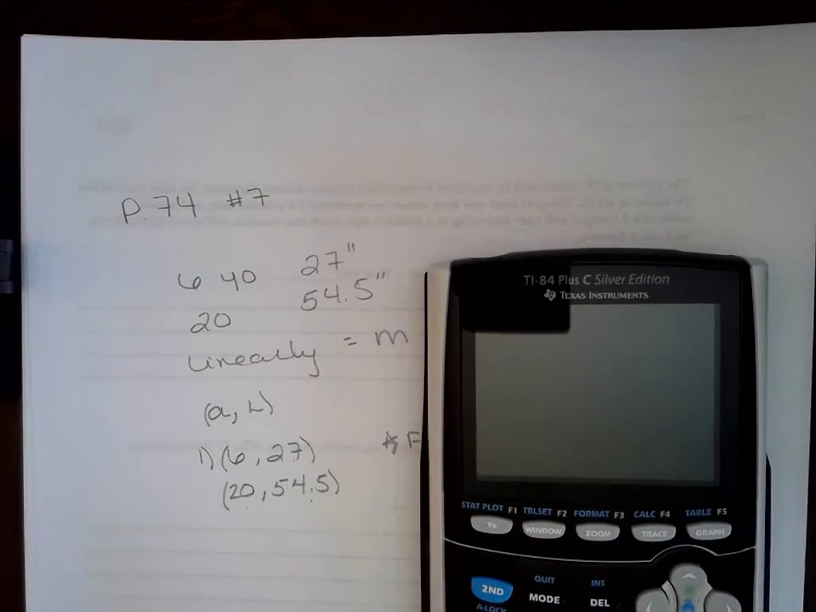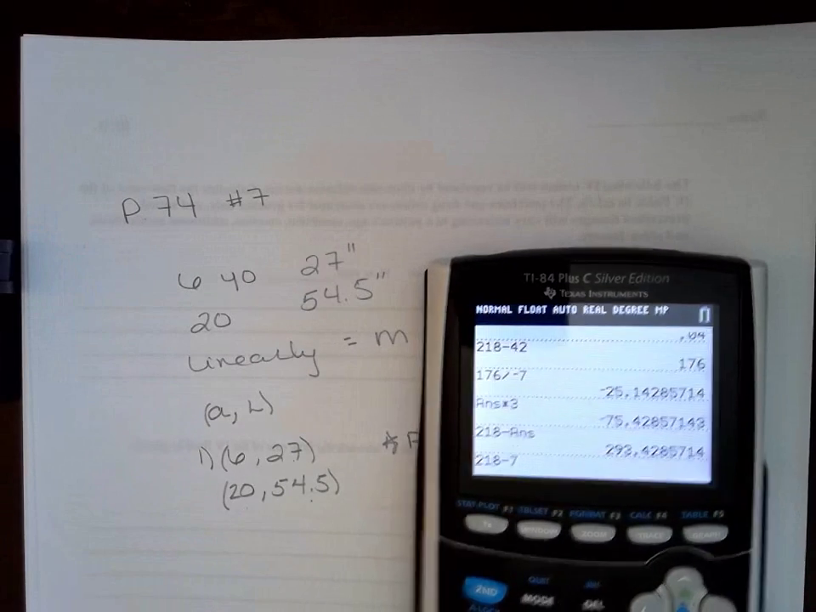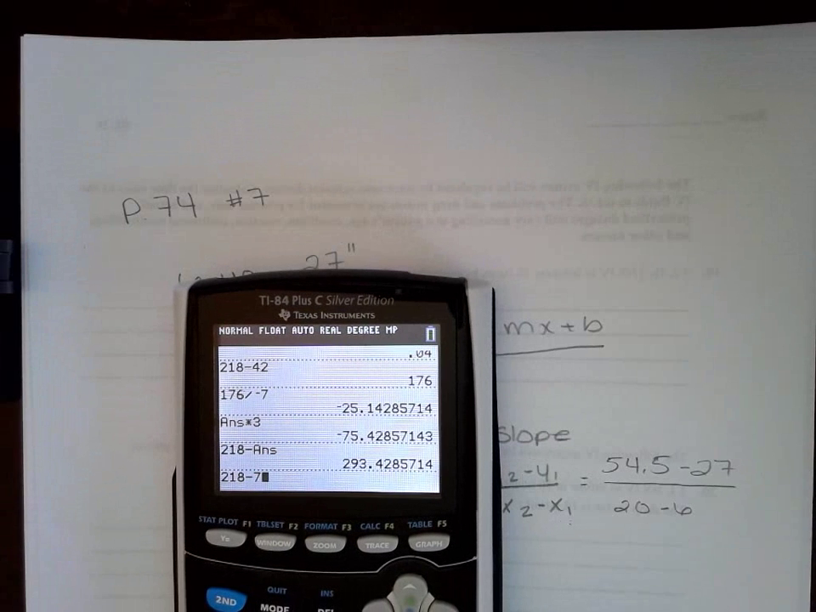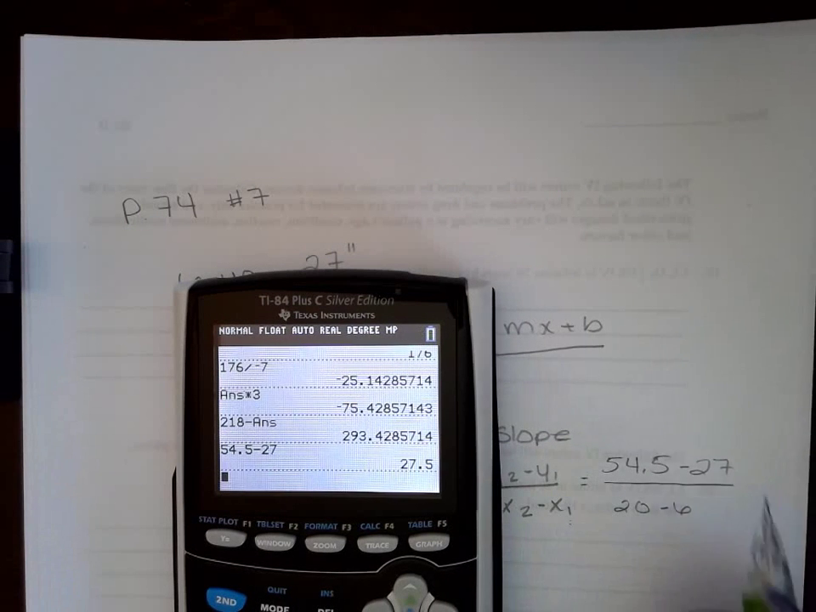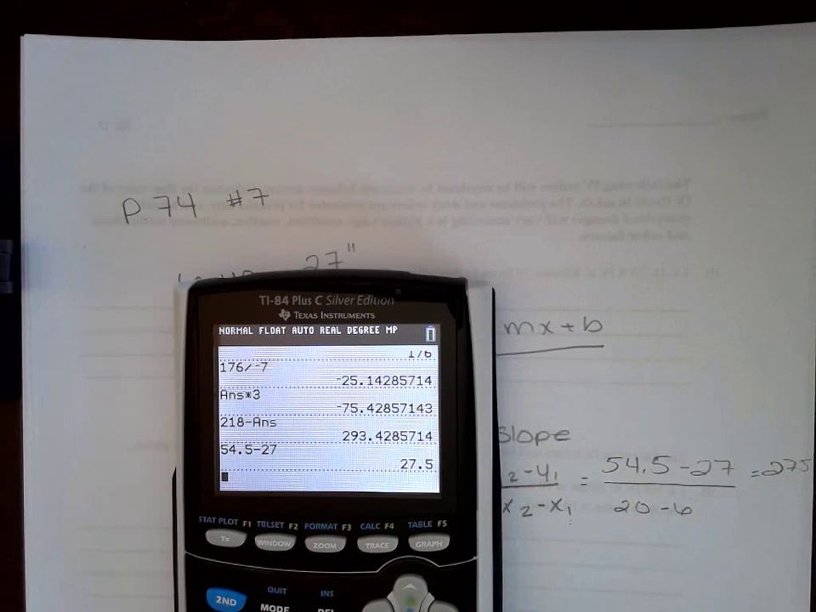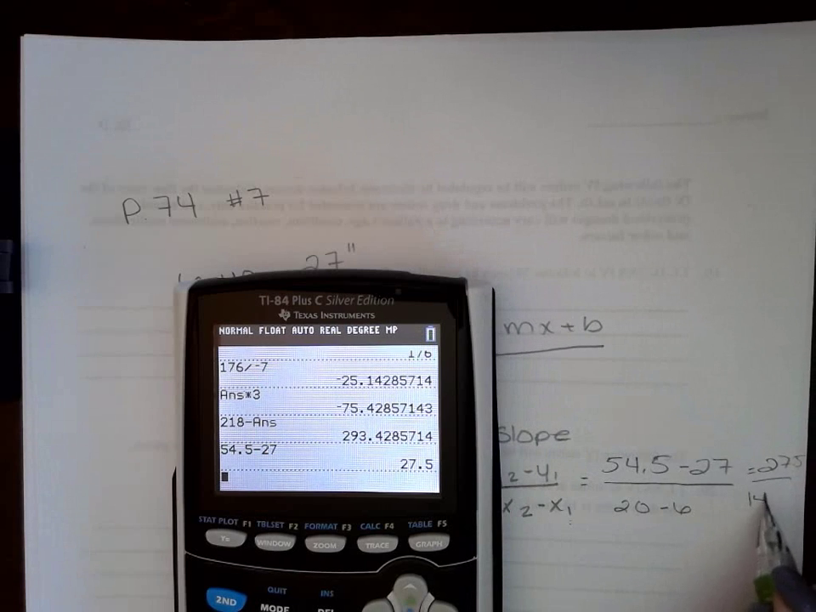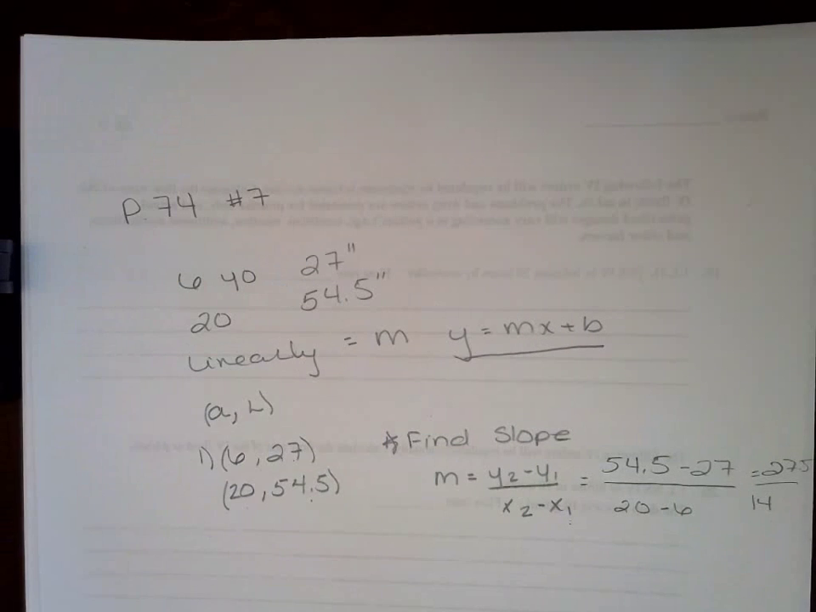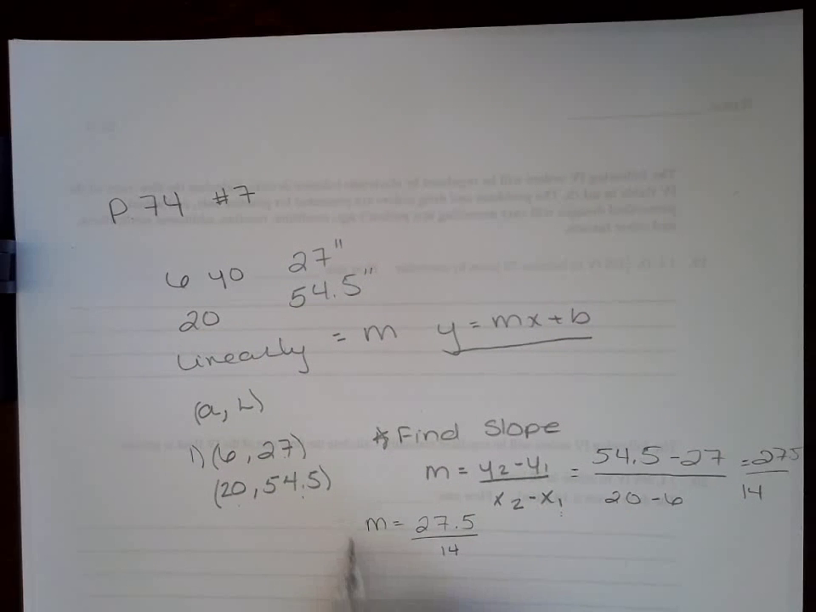You get the calculator out. 54.5 minus 27 equals 27.5, and 20 minus 6 is 14. So our slope is equal to 27.5 over 14, and I'm okay if you leave it as a fraction.